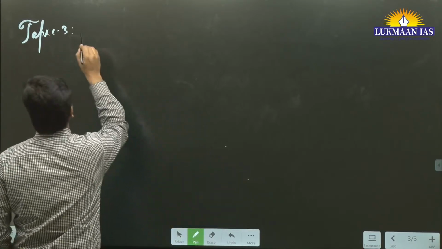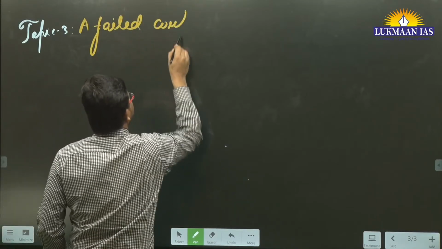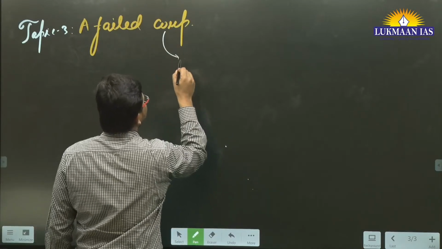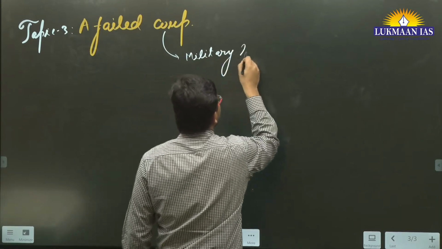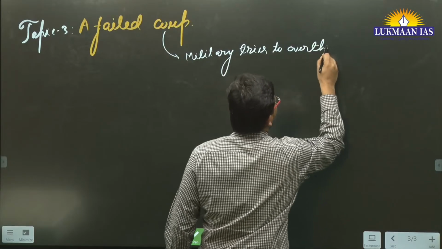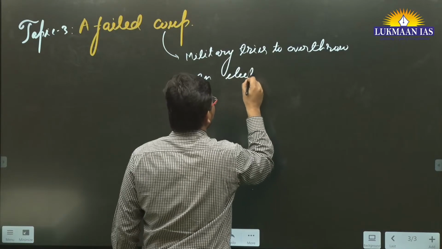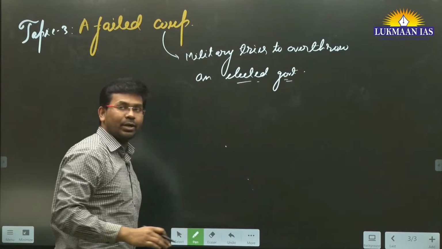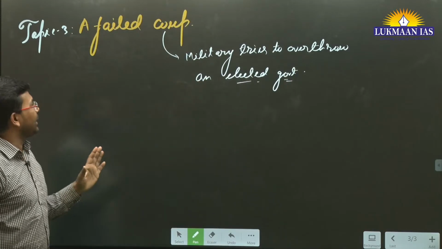The name of the topic is a failed coup. We discussed what we mean by a coup. A coup is when the military of a country tries to overthrow an elected government. Why have I written only elected government? It can be a democratically elected government, or it can be any form of government like that.